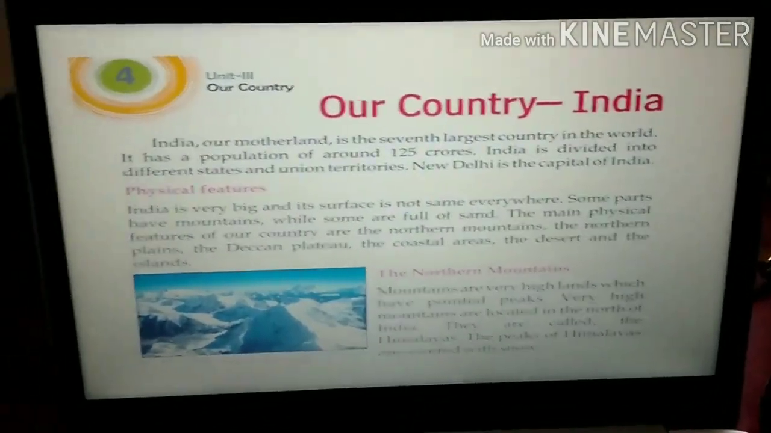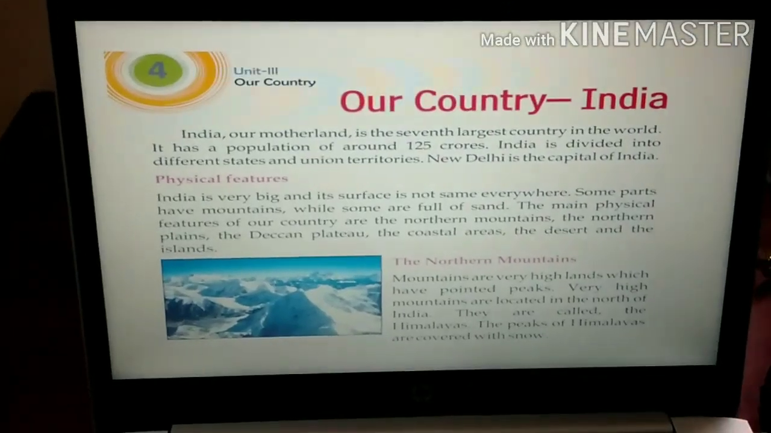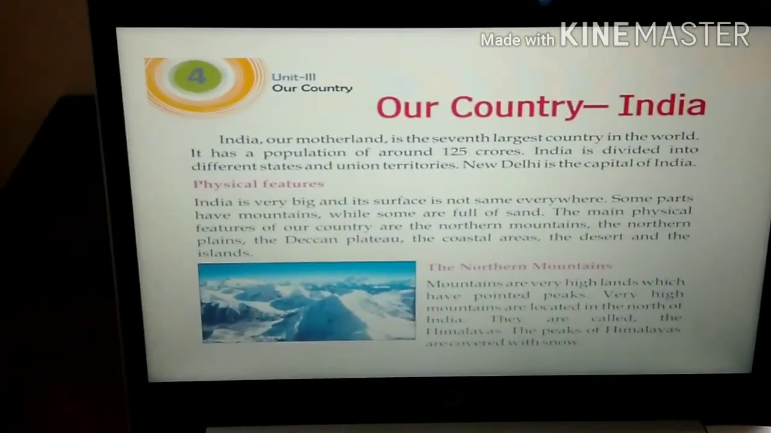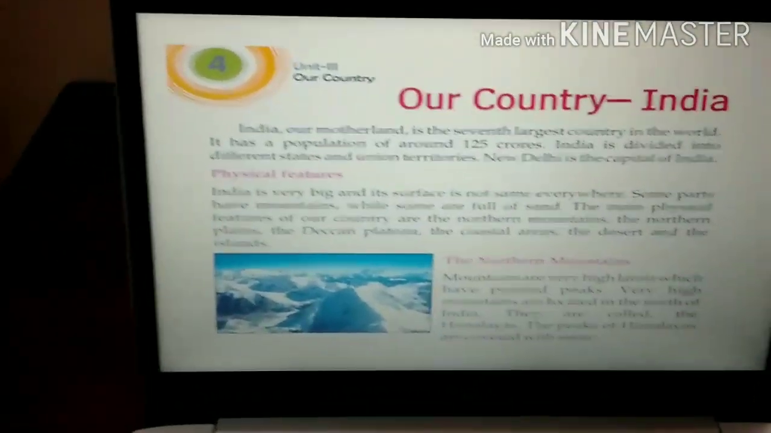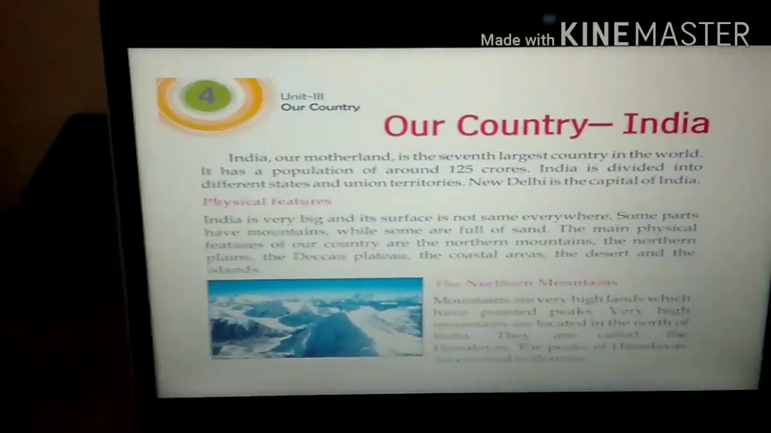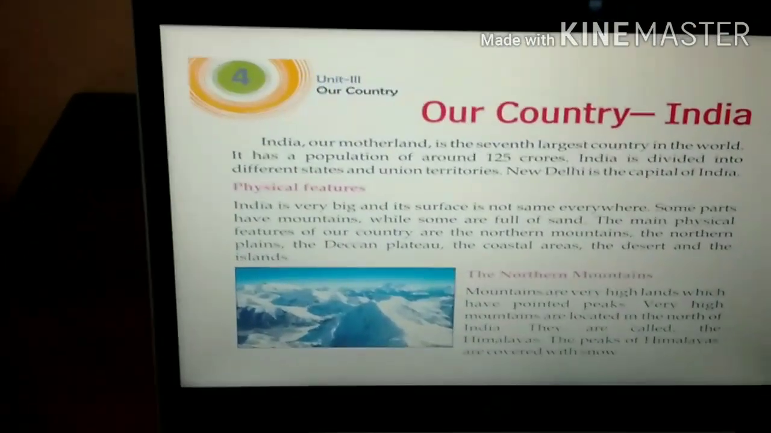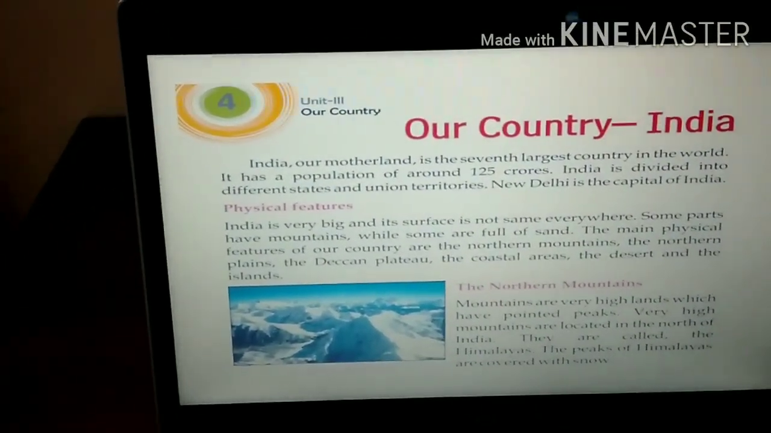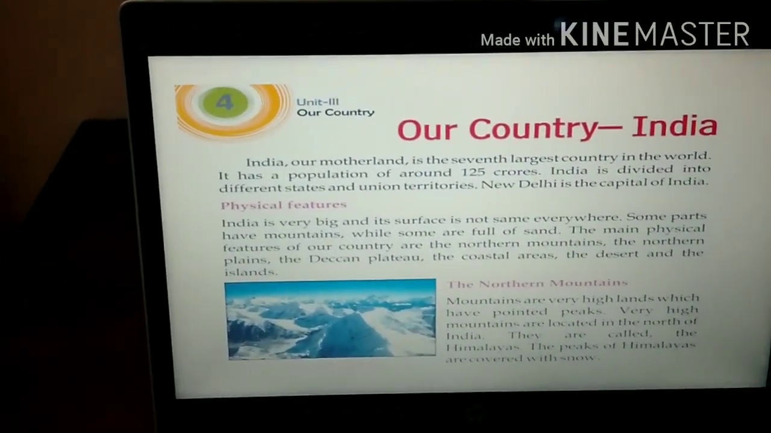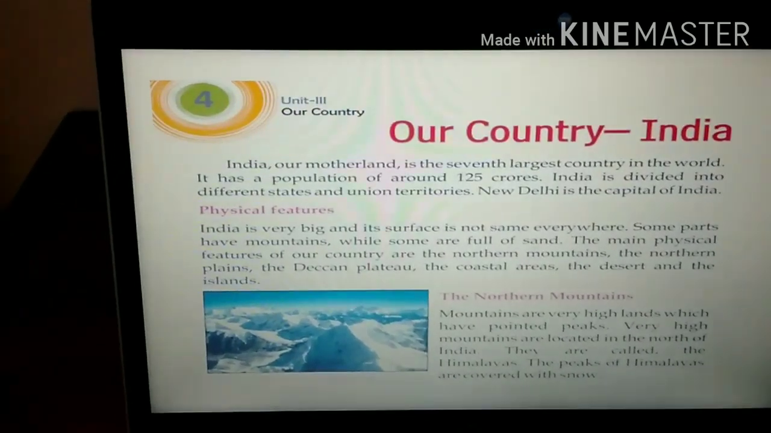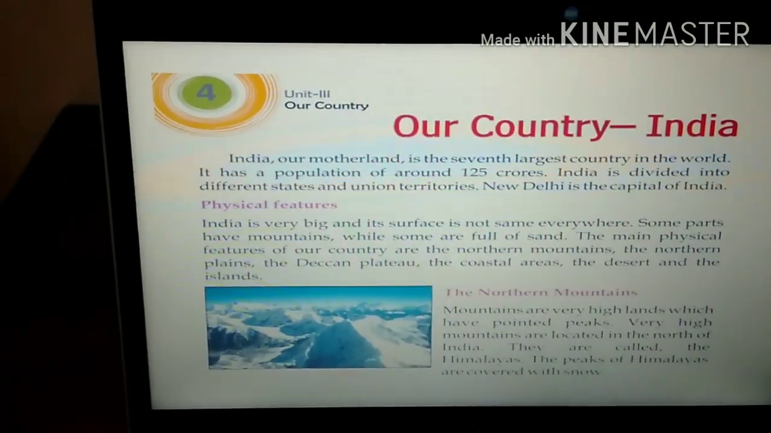Now, the physical features of our country. India is very big and its surface is not the same everywhere. Some parts have mountains while some are full of sand. The main physical features of our country are the northern mountains, the northern plains, the Deccan Plateau, the coastal areas, the desert and the islands.